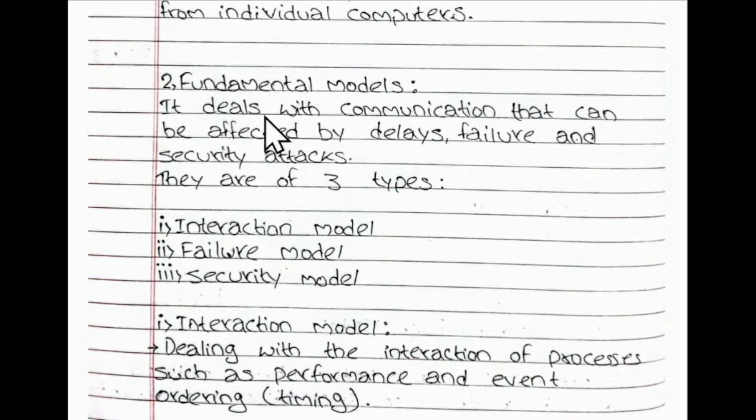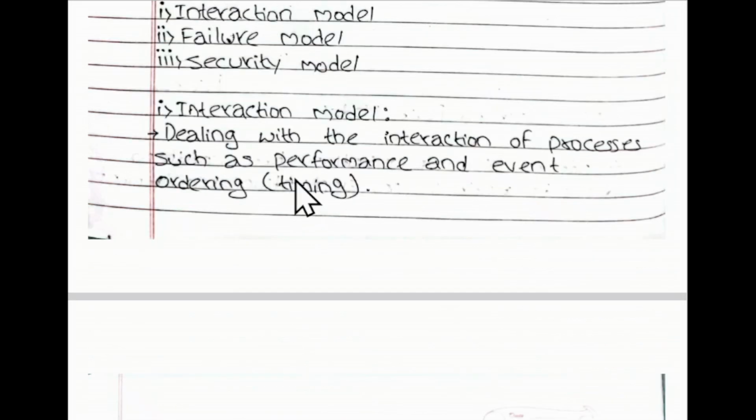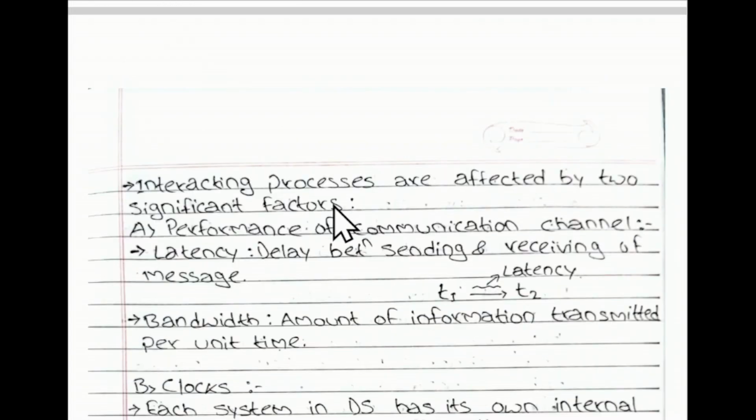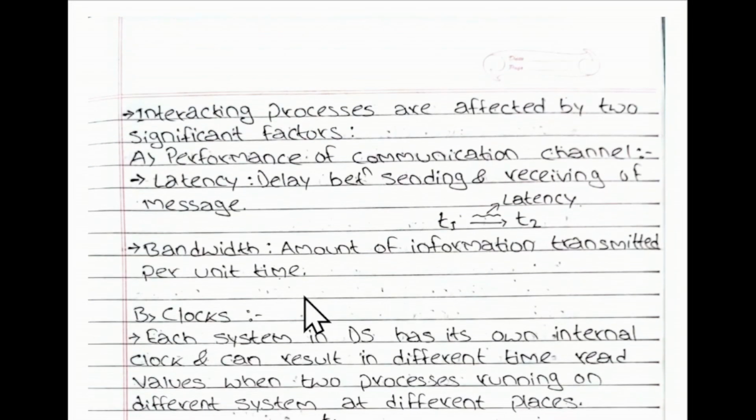Fundamental model. Fundamental models deal with the communication that can be affected by delay, failure, and security attack. There are 3 types: interaction model, failure model, and security model. Interaction model deals with the interaction of processes, such as performance and event ordering, that is timing. Interaction processes are affected by 2 significant factors: performance of communication channel and computer's clock.